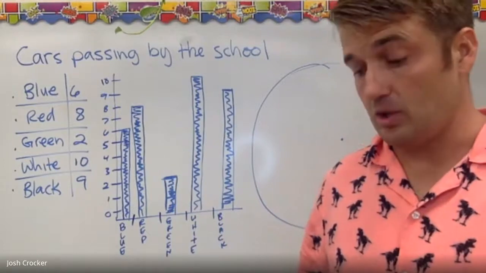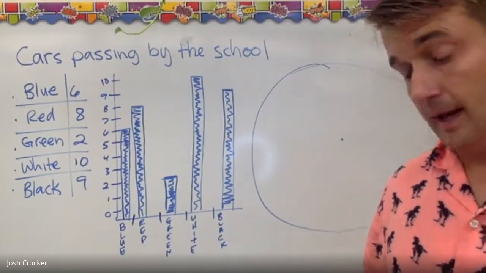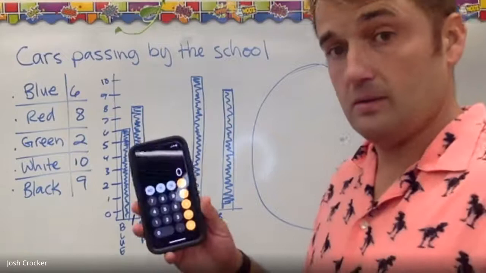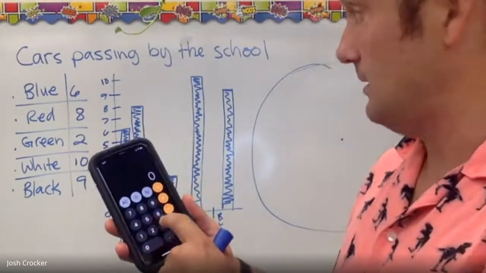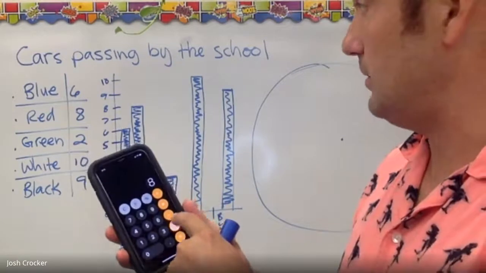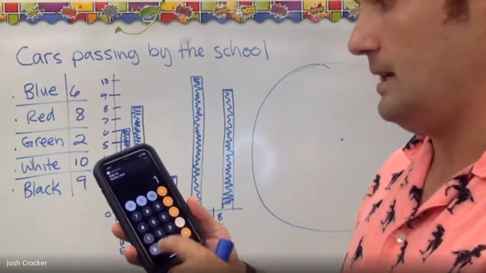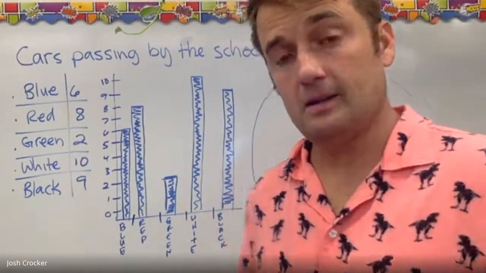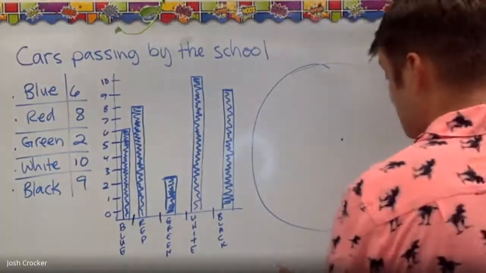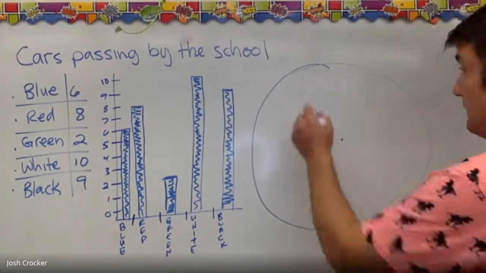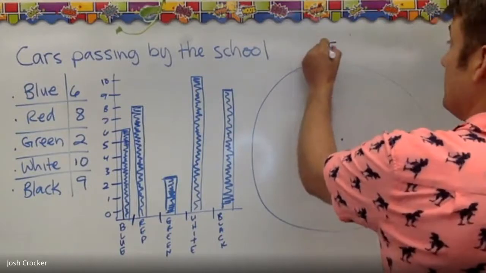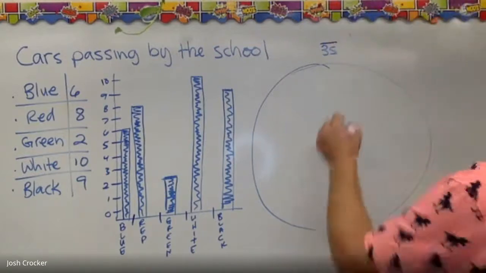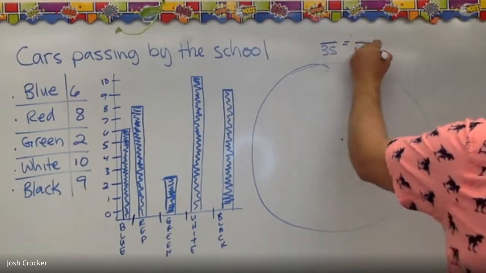So if I'm showing you parts of a whole, I need to know what the whole is, and the whole is going to be my total. So I'm just going to add up my numbers. 6 plus 8 plus 2 plus 10 plus 9. So that was 35. So that means 35 is my total. And 35 is also 100%.